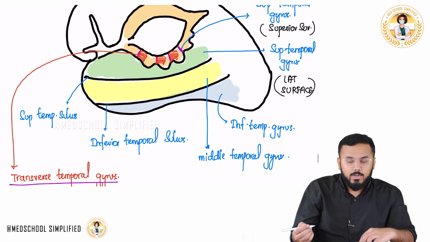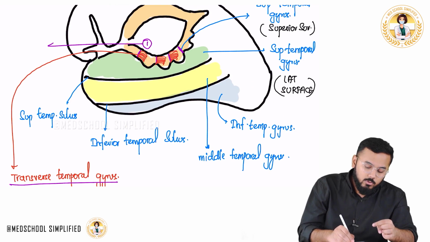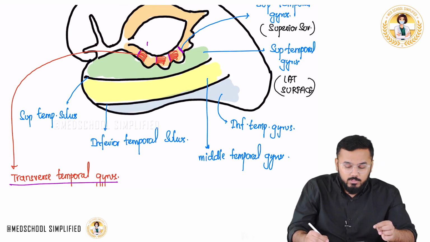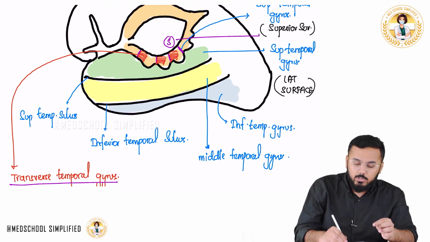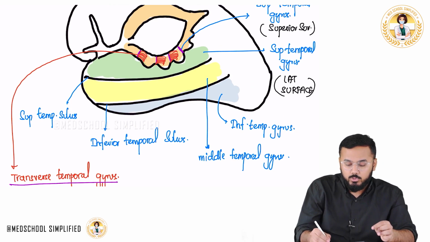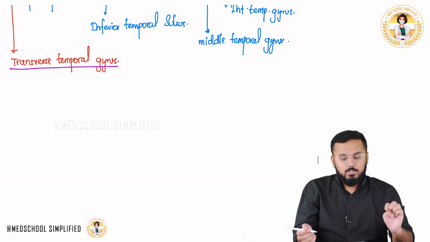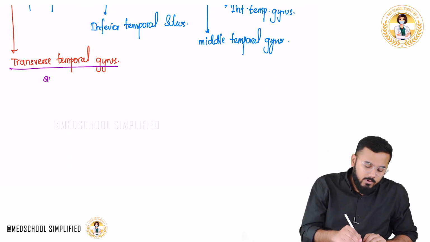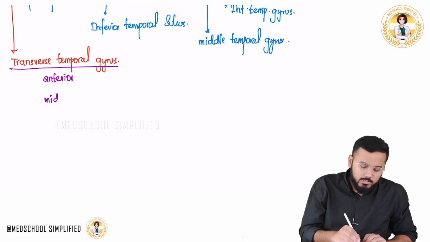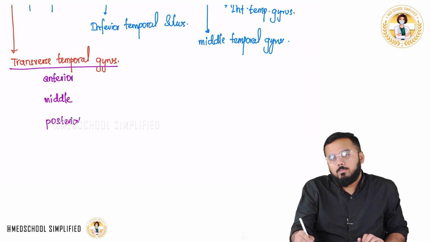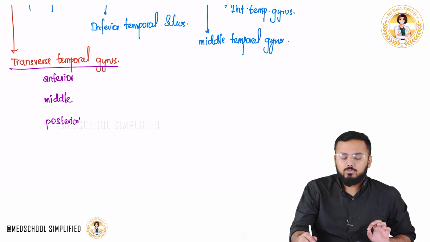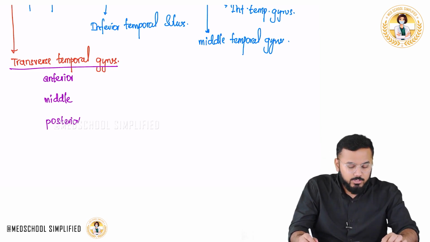So what is this one? This one is looking forward. So can I call this one as anterior? And the 3 number is looking backward. So can I call it as a posterior? Right? So we have got 3 transverse temporal gyrus. One is called as the anterior, another one is called as the middle, another one is called as a posterior. Okay, anterior transverse temporal gyrus, middle transverse temporal gyrus, and posterior transverse temporal gyrus.